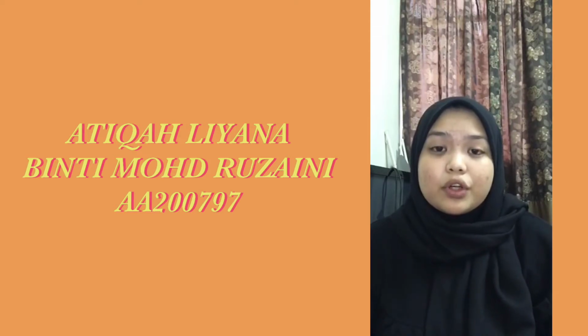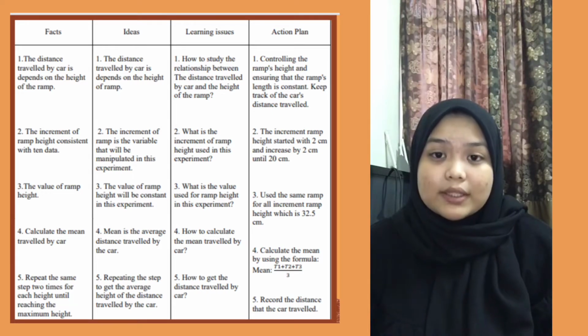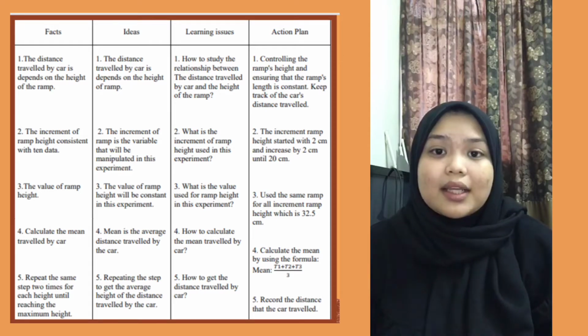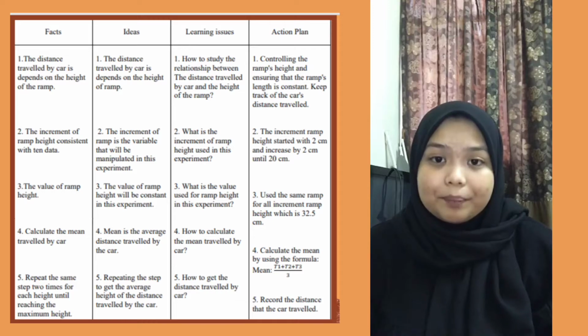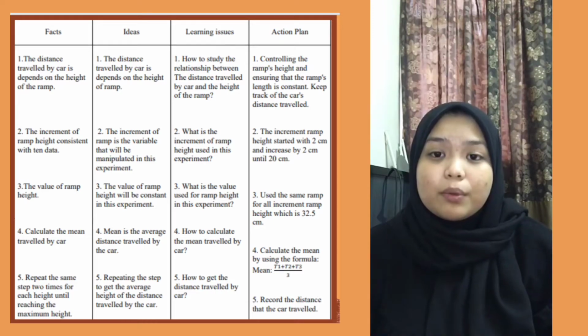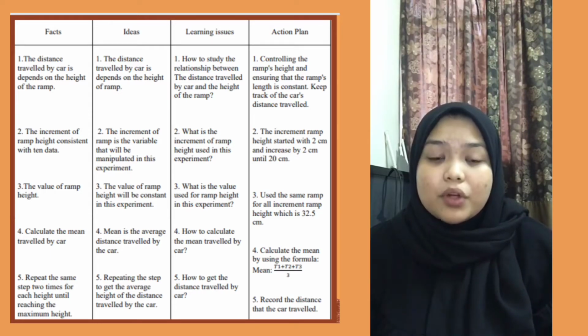I'm going to talk about the filler table. The filler table is about the facts, ideas, problems, and solutions to solve the task given. The first fact is that the distance traveled by the car depends on the height of the ramp. The problem for the first fact is how to study the relationship between the distance traveled and the height of the ramp. The solution for the problem is by controlling the ramp's height and ensuring that the ramp's length is constant. Keep track of the car distance traveled.